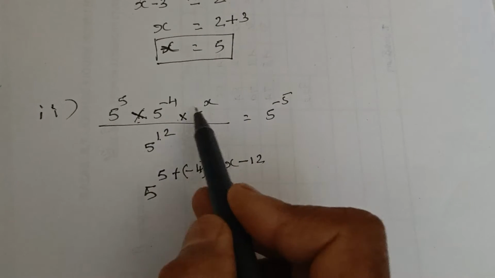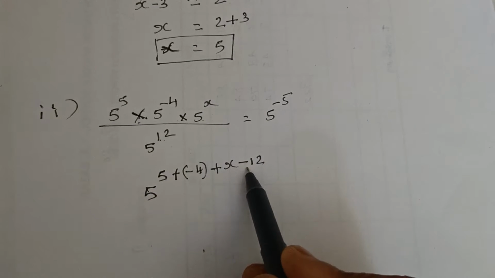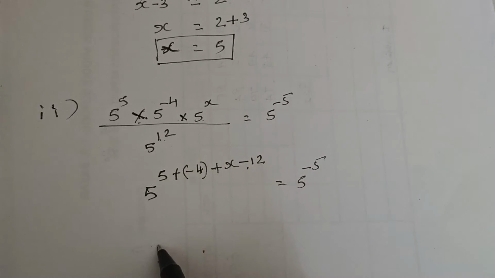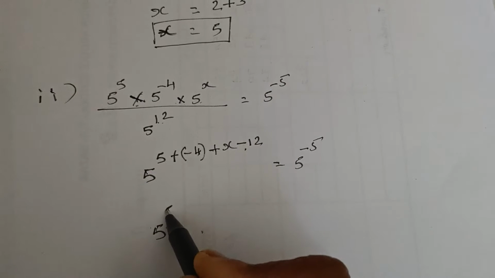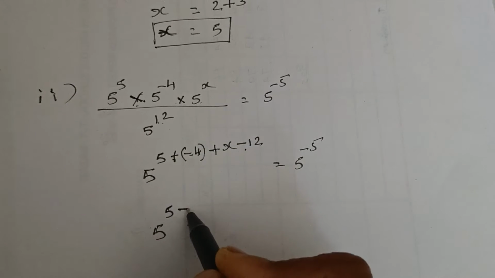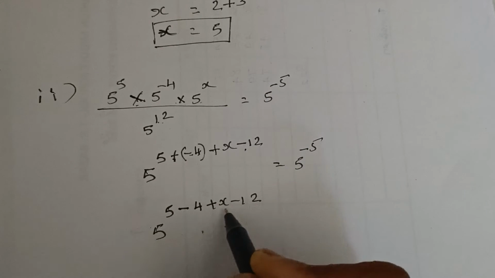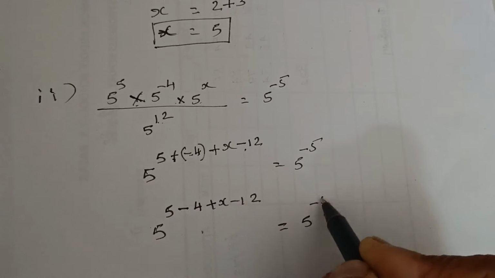This is all multiplication, so add all the powers, and this is division, so subtract the power. Equal to 5 to the power minus 5. Now let us simplify the power. We'll remove the bracket first. 5 plus into minus, when you multiply two different signs, it is minus 4, plus x, minus 12. All this expression is in the power of 5. So write it carefully. 5 to the power minus 5.